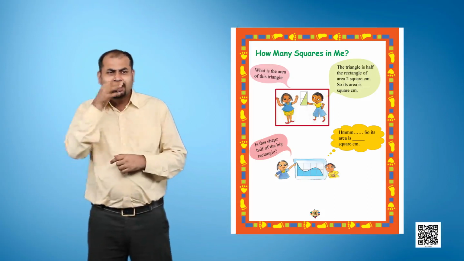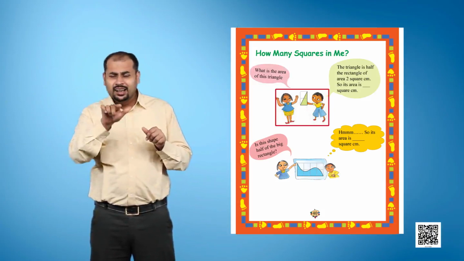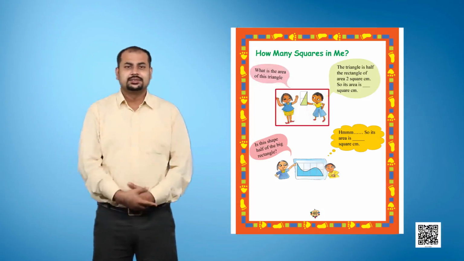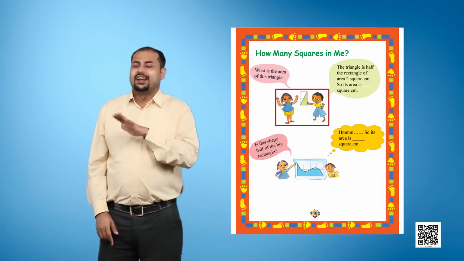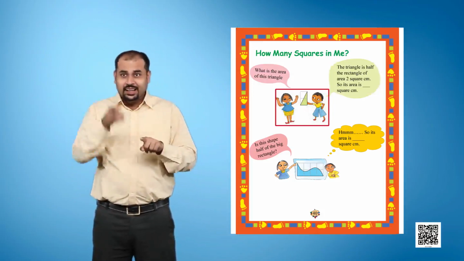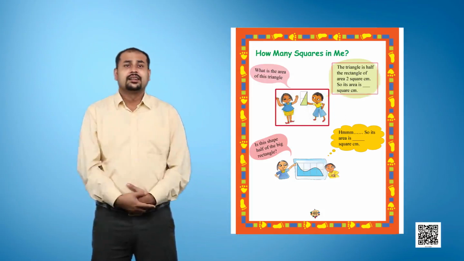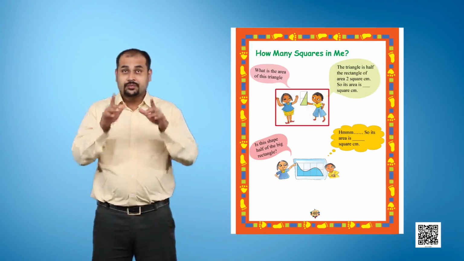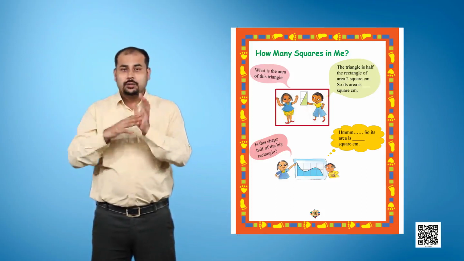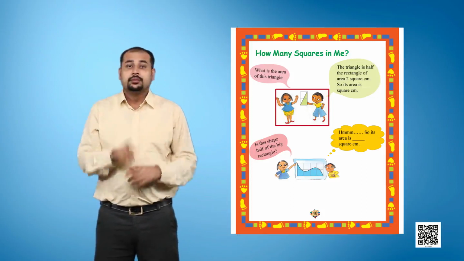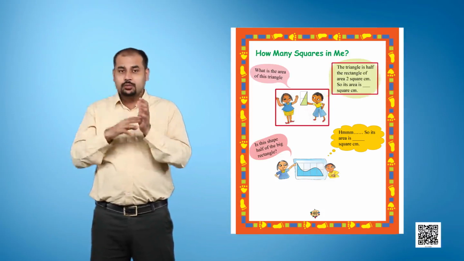The girl on the left is asking, "What is the area of this triangle?" The boy is telling, "The triangle is half the rectangle of area 2 square centimeters. So its area is dash square centimeters."